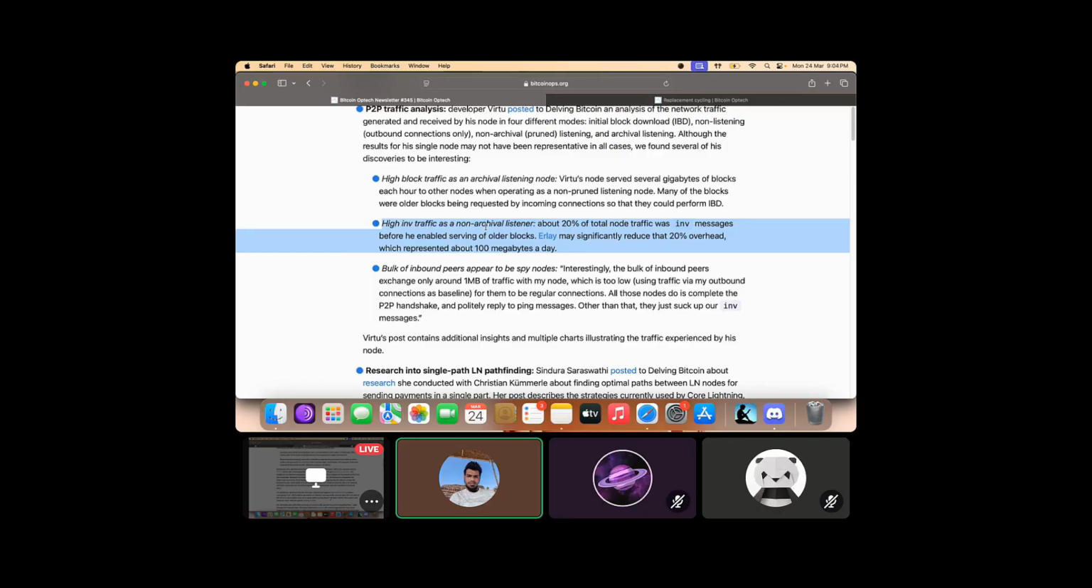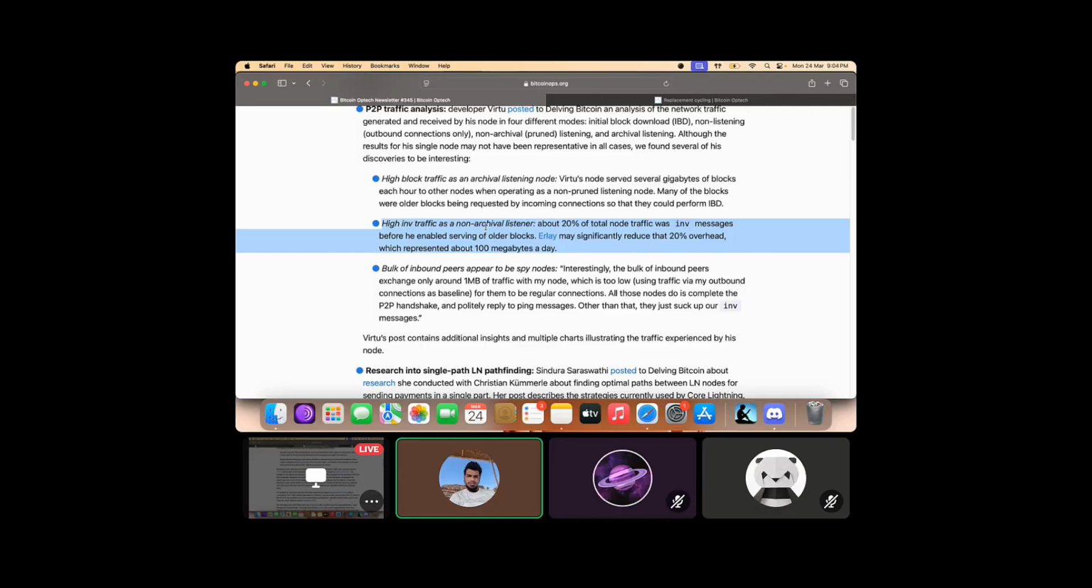About 20% of the total node traffic was INV messages. These are generally new transactions. So when you hear of a transaction, you share it with your peers. You might not have the entire blockchain history as a pruned node, but you have the latest transactions in most cases. So when your node becomes aware of a new transaction and validates it, it gossips those transactions with its peers in the form of INV messages. We covered this in either the last session or the one before that.